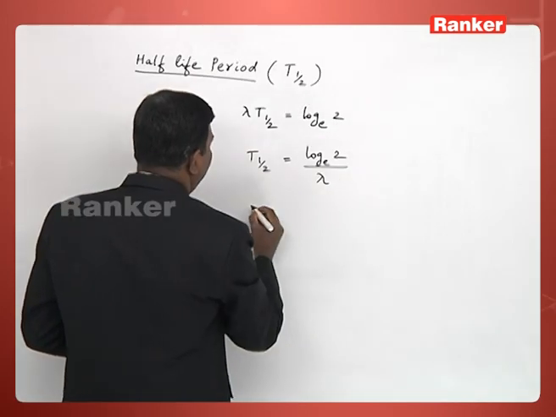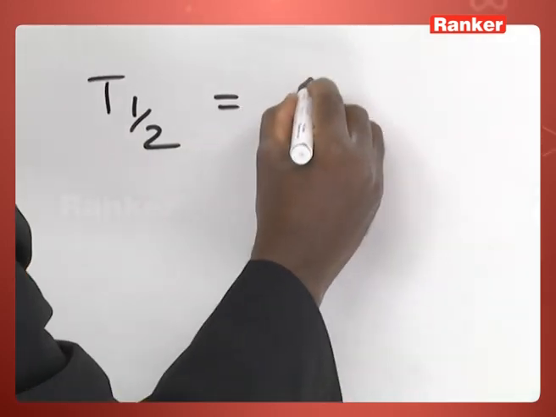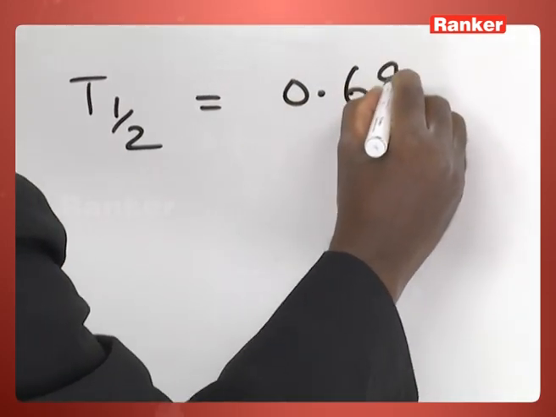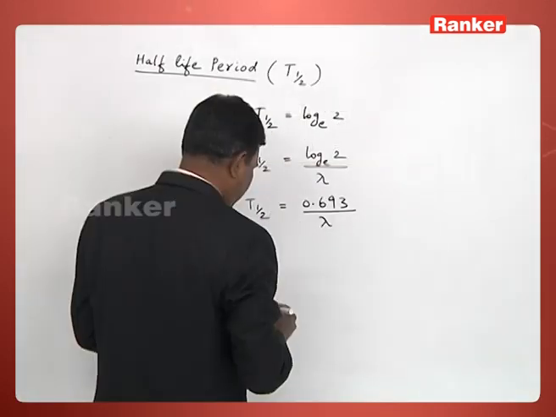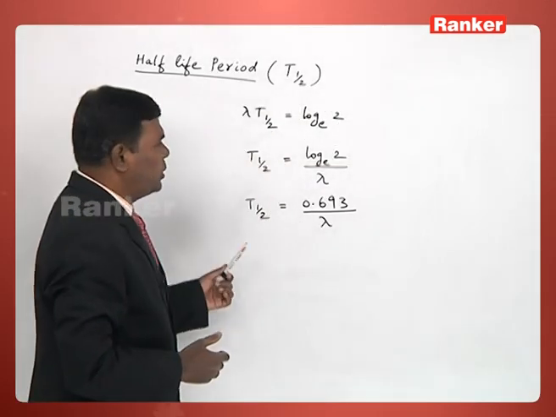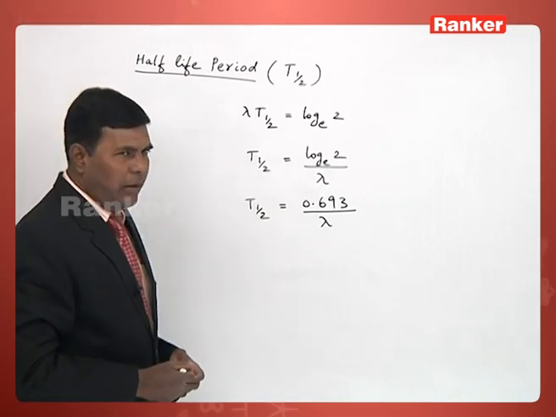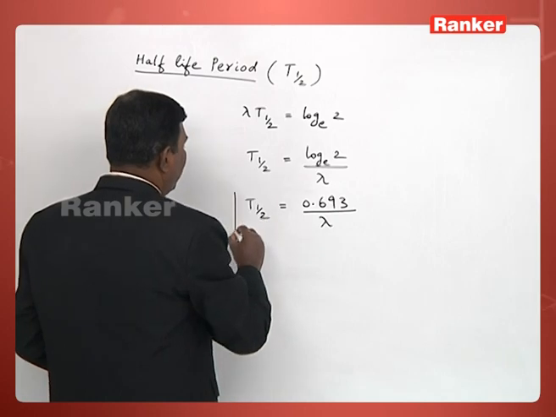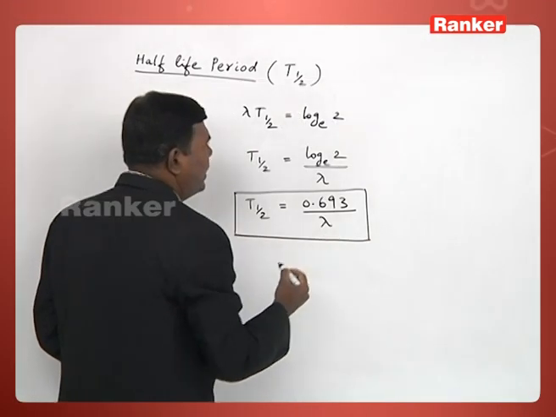The value of log e 2 is 0.693, therefore that becomes 0.693 divided by lambda. So in this way you can write the expression for the half-life period in terms of decay constant lambda. If you know the lambda value of any radioactive material, you can determine its half-life period using that one.